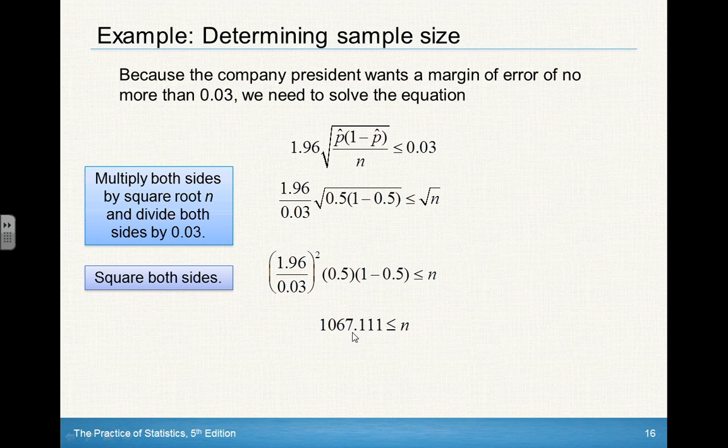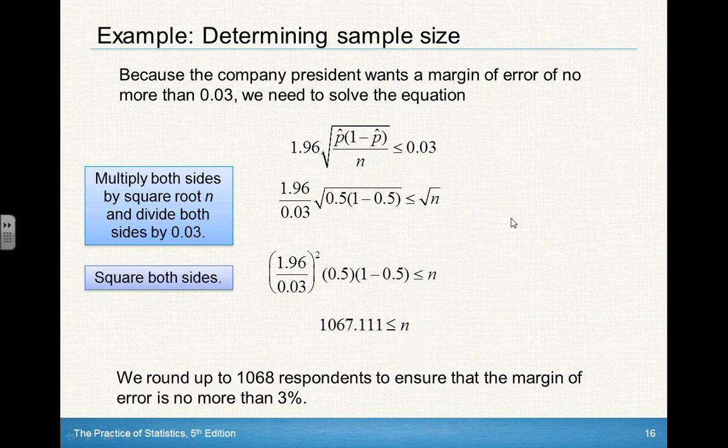Okay, if 1,067.111 customers would give me a margin of error of less than or equal to 0.03, then I've got to take this number and actually get a little bit bigger because I can't measure a 0.111 of a person. So I'm going to change this number right here to 1,068. If I take 1,068 respondents, I'm going to get a margin of error that's a little bit less than 0.03, meeting the threshold that the company president wants.